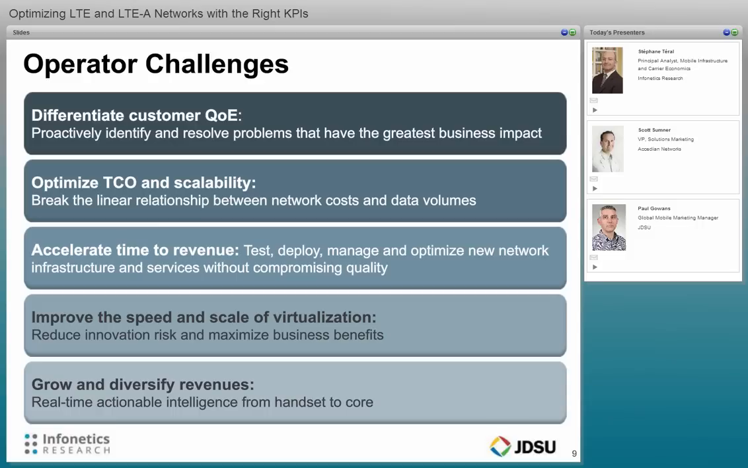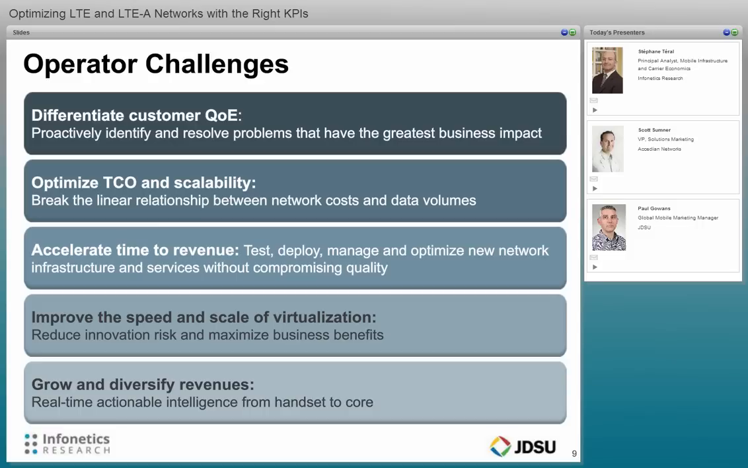Things obviously have to change in that environment as volumes are doubling every year. So how do you optimize that total cost of ownership and scale up to the volumes that you require? And of course that has major implications on end-to-end management and KPIs.